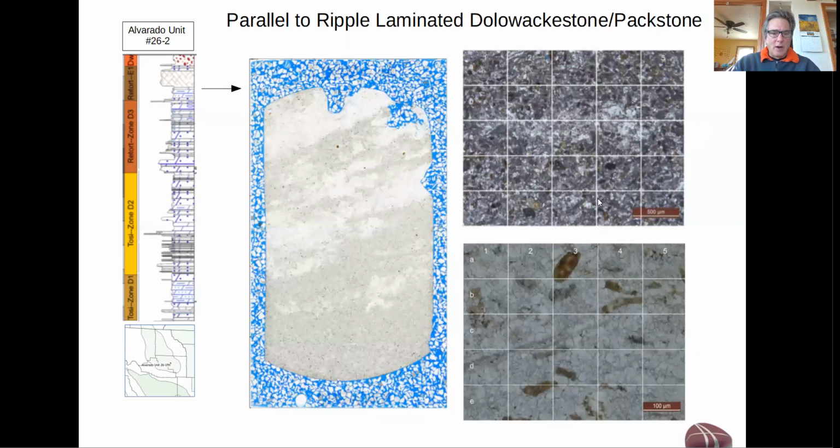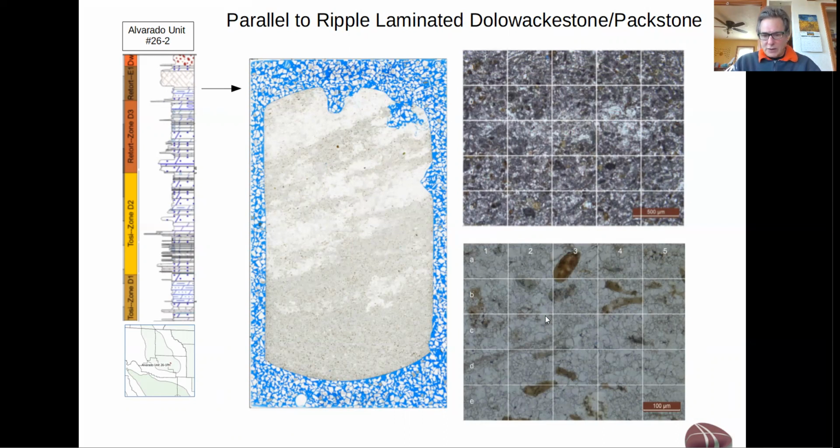Here's an example of one of the patchy cements that we see in this part of the Phosphoria. This is a ripple laminated dolomite waxstone packstone. So it's been completely dolomitized, and you can see there are places where you've got a little bit more cement, and there are places where there's not quite as much cement. Here, looking at the rock in thin section, you see that it's got a number of smaller grains that are for the most part carbonate peloids that have been dolomitized.